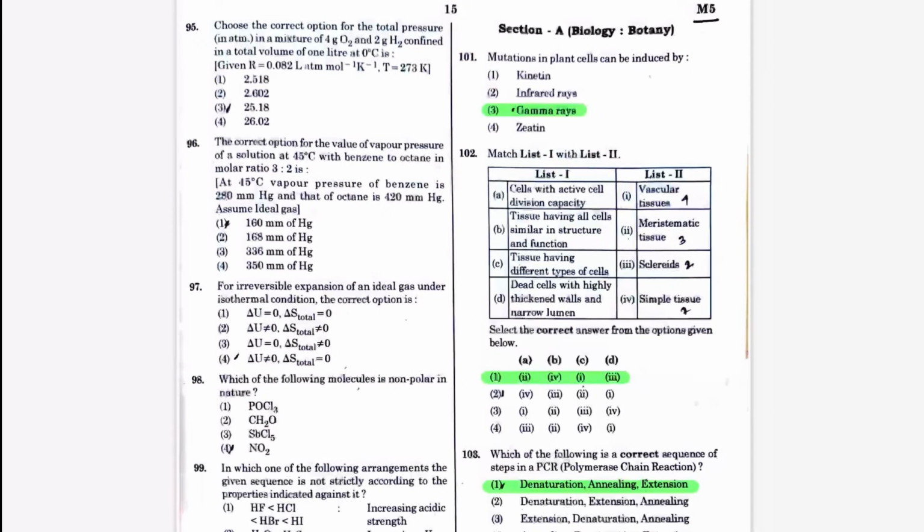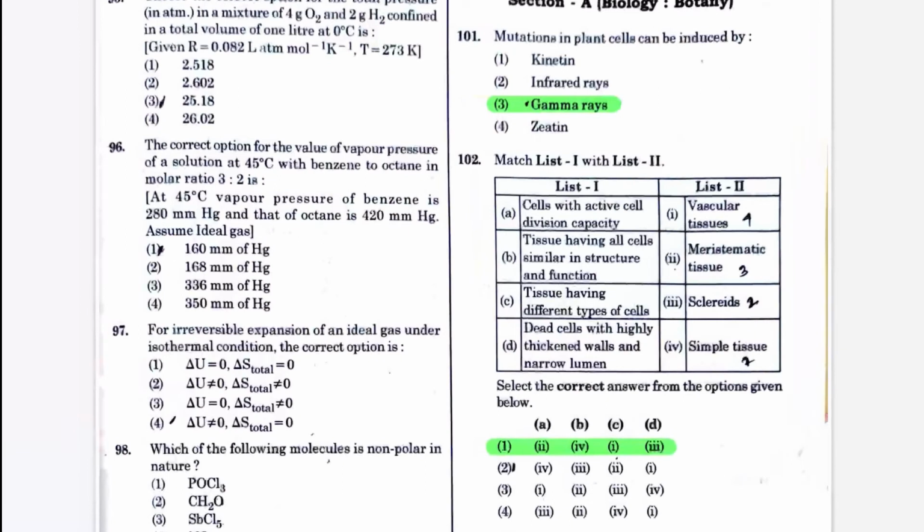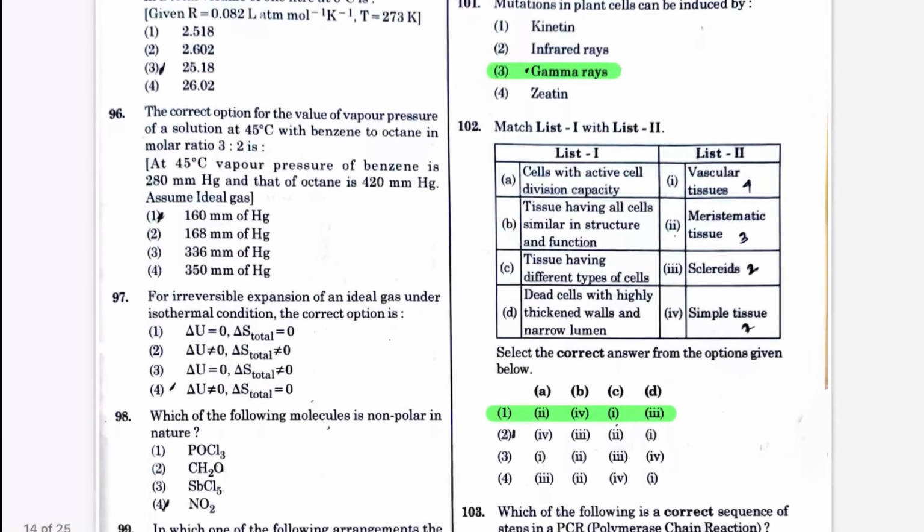Today we will be discussing the answers for the biology questions, and the code which I have here is M5. Okay, so we will discuss the answers. First question: mutation in plant cells can be induced by, the answer is gamma rays. We know mutation is a sudden change in the DNA, and that can be brought about in plant cells by using gamma rays.